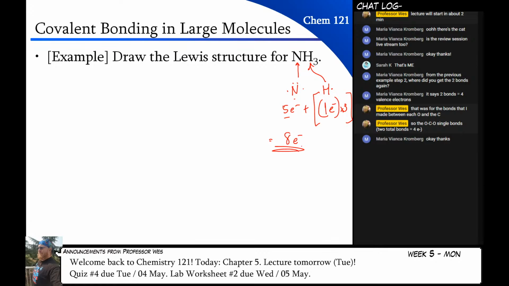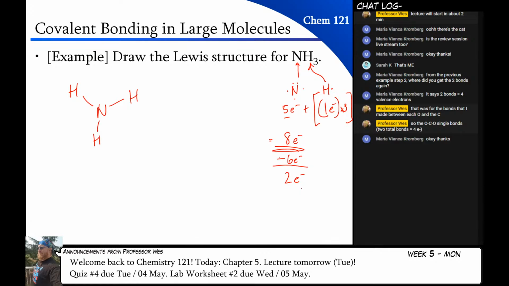So step number 1, count the number of valence electrons. Step number 2, I'm going to just draw the framework. So I'm just going to surround my N with H's here, and I'm going to start connecting them. I made 3 connections, 3 single bonds, so that's 6 electrons. So I need to deduct 6 electrons from our total. So I have 2 remaining electrons.